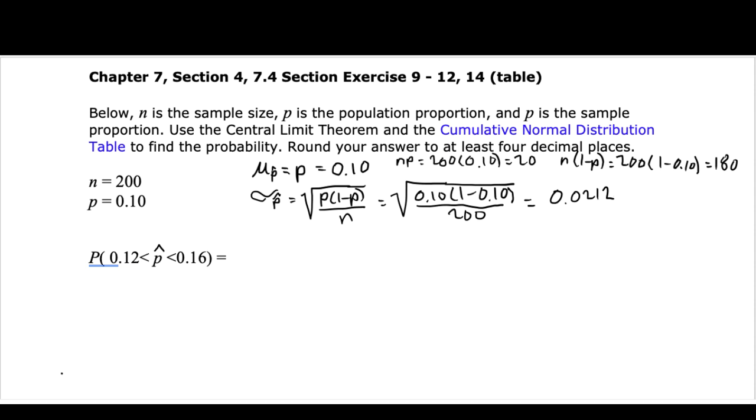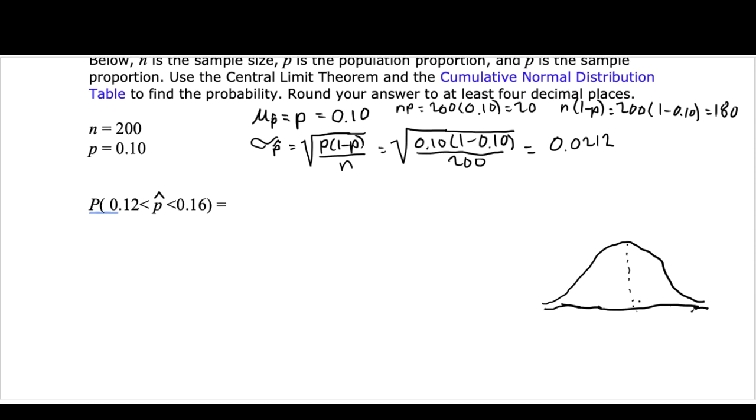So now I can say, okay, I'm dealing with a normal distribution. I don't know why my pen's not working. Let's try it over here. Dealing with a normal distribution, something like this. I'm obviously not perfect, but you get the idea. And because the mean of my distribution is equal to the population proportion, this distribution is centered over the value 0.10.